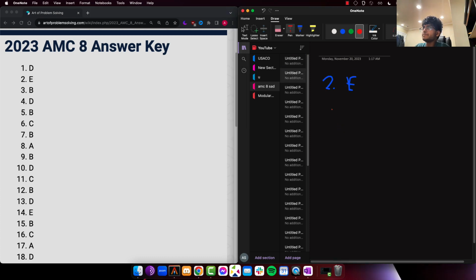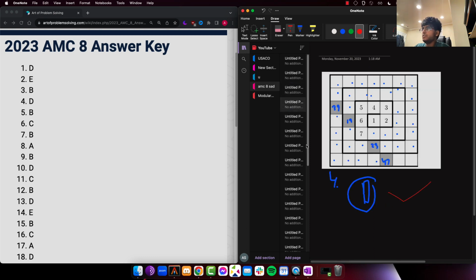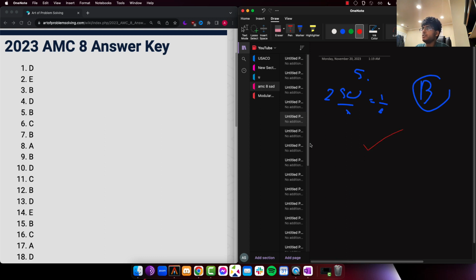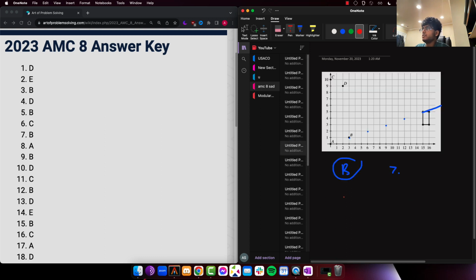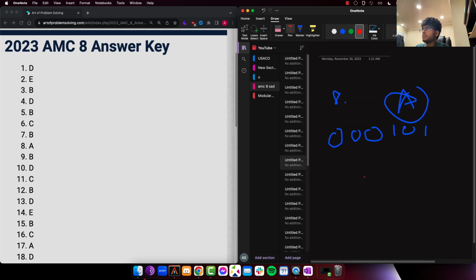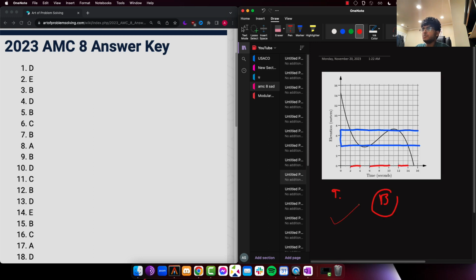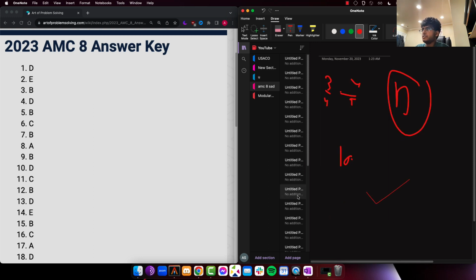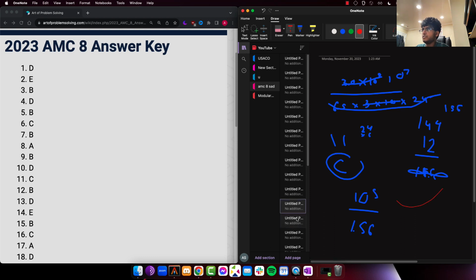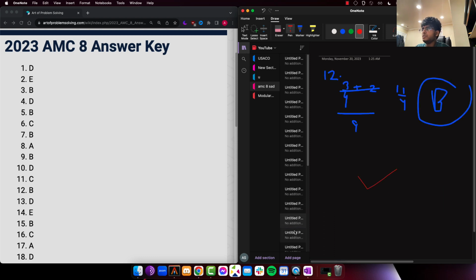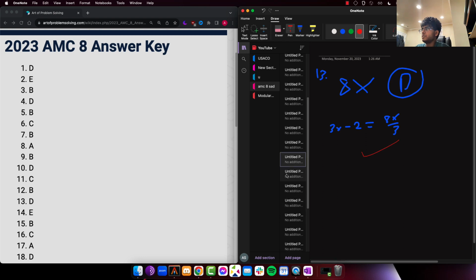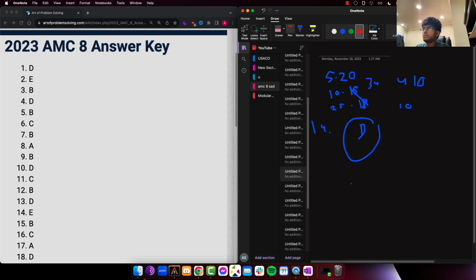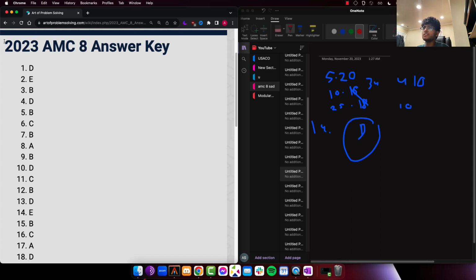D, E, B, D, B, 6 is C, 7 is B, 8 is A, 9 is B, 10 is D, 11 is C, 12 is B, 13 is D, 14 is, really? 14 is E. What was 14?